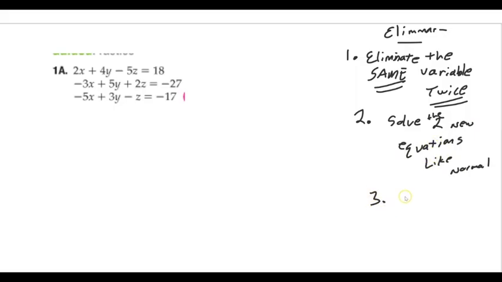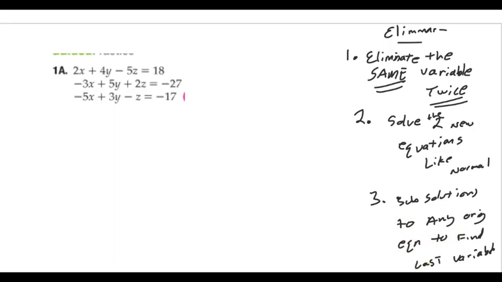Once you solve those, you go back and substitute into any original equation to find the last variable. The idea is eliminate the same variable twice. If you do that, you'll be fine. Let me name these. I like to name them A, B, and C. We've got to decide which variable we want to get rid of. Canceling stuff out, z would probably be the easiest because it's by itself. So I can multiply by 2 to get rid of this z.